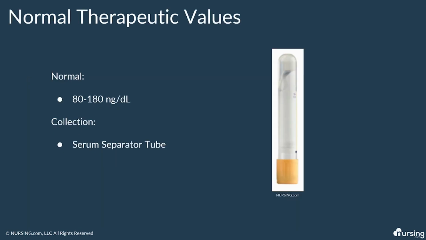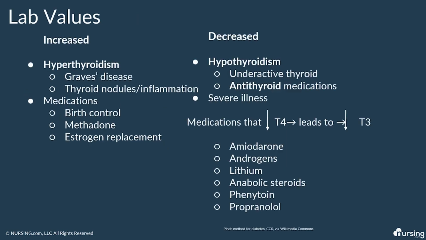Normal therapeutic values are between 80 and 180 nanograms per deciliter. We'll see this specimen collected in a serum separator tube. Values will be increased in the case of hyperthyroidism. We see that with Graves' disease. Also in the case of thyroid nodules or inflammation. Certain medications like birth control, methadone, and even estrogen replacement can affect our T3 values and drive them up.